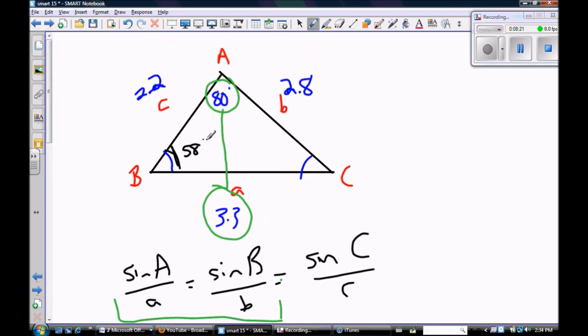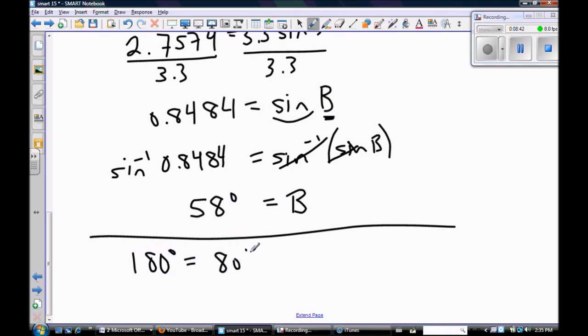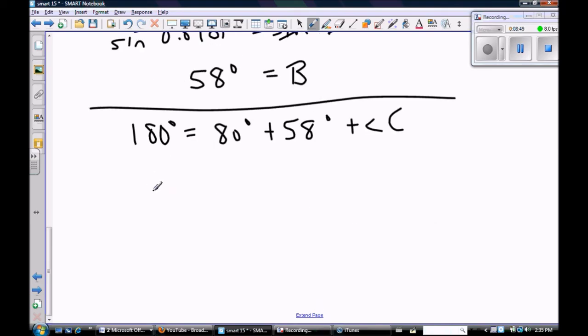Now to find angle C, you could, again, use the sine law, right? So this time using sine A over A and sine C over C. But we also know that the angles in a triangle add to 180. So let's just use that fact. So 180 degrees equals 80 degrees plus 58 degrees plus angle C. So doing that math, I get 42 degrees equals C. So there we go.